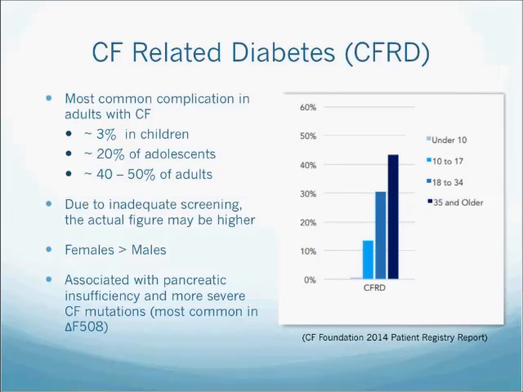We do know that females have it more often than males, and it's also associated with the severity of their CF mutation. So pancreatic insufficient patients have it more commonly than pancreatic sufficient, and the most common is seen in those with delta 508.